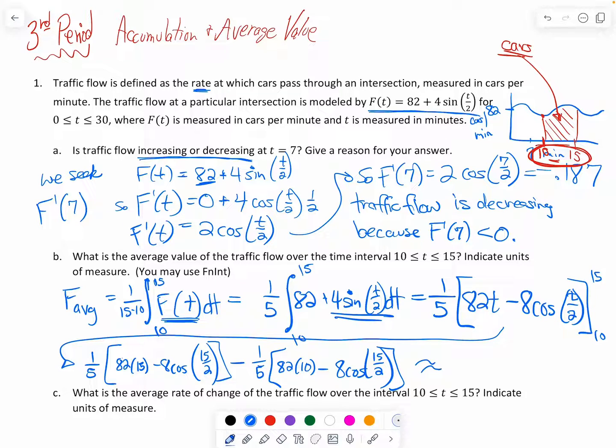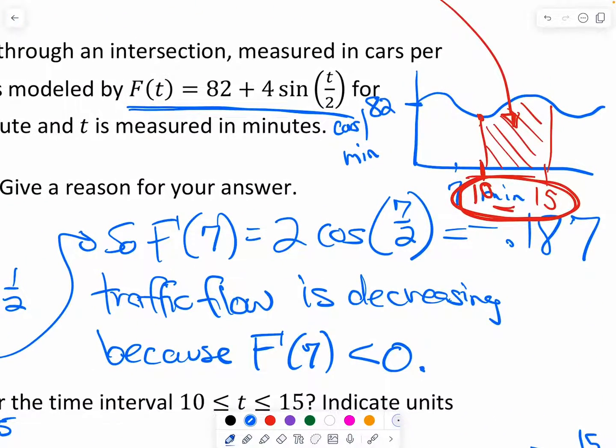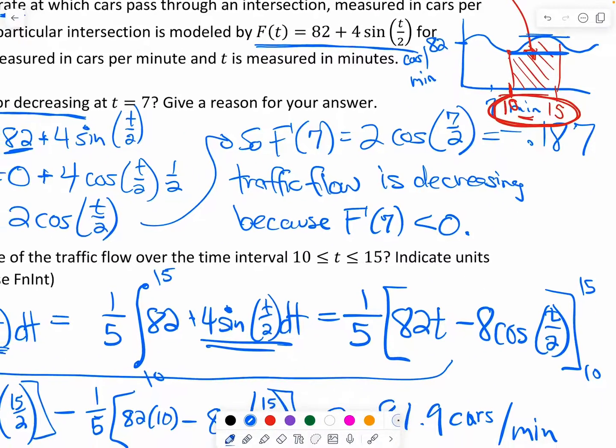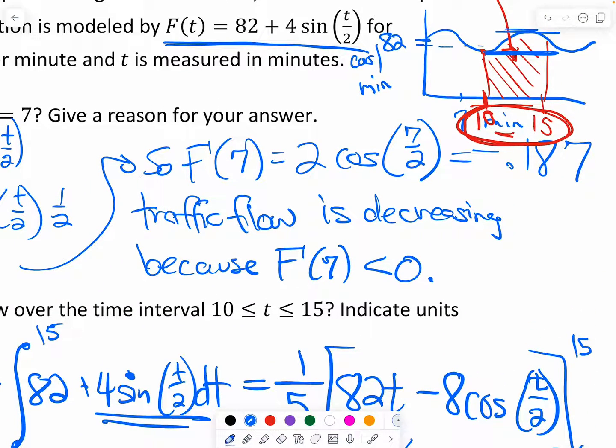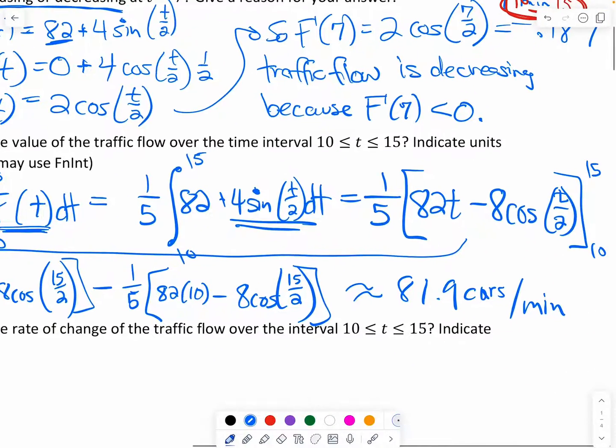And I believe that ends up being 81.9 cars per minute. The average value of the traffic flow. So that means the average value of all that space, there is some number between here and here that is an average value. And it looks like it's a little bit under 82, like 81.9. That means of all the areas under the curve, the average value for y is 81.9.